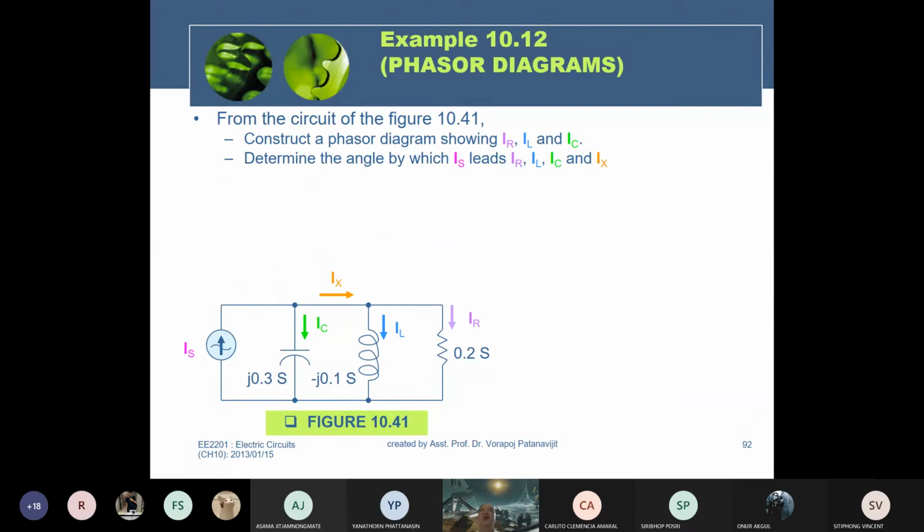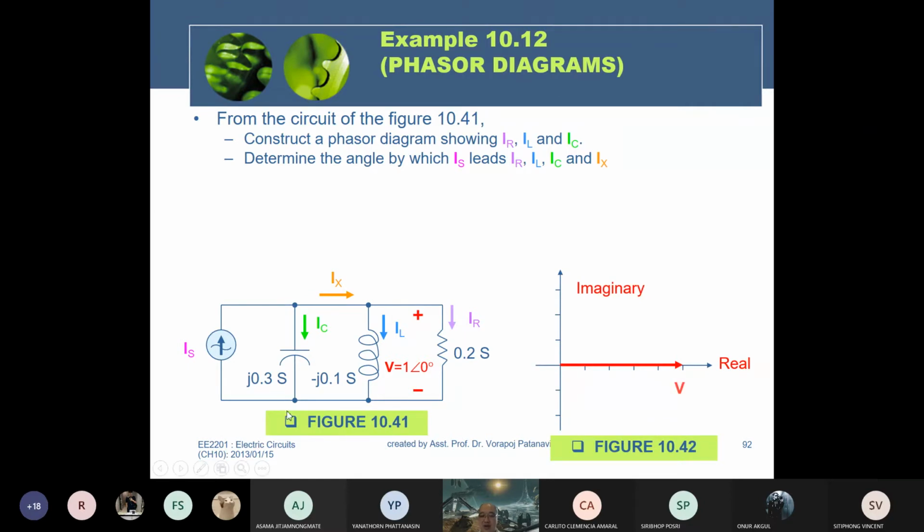Now for the last case, for the circuit shown in these figures, construct the phasor diagram showing IR, IL, and IC. It is the same circuit, but in this case we have a load connected to this current source. Determine the angle by which IS leads IR, IL, IC, and IX. We set the reference parameter first. Assume that the voltage across the top node and the bottom node equals 1 at 0 degrees, and we plot the other values in terms of V.